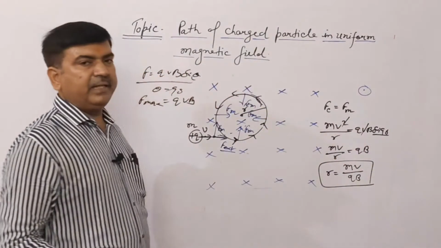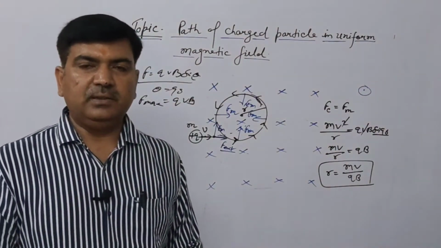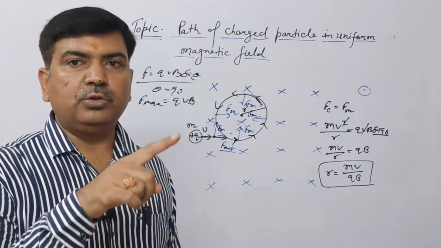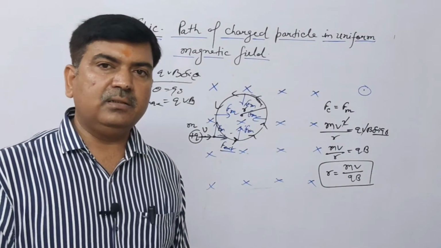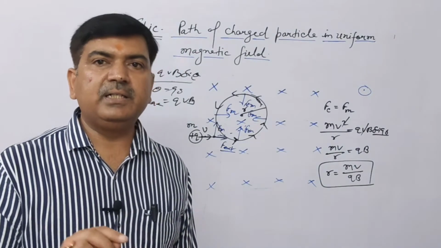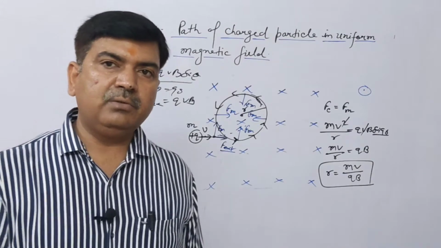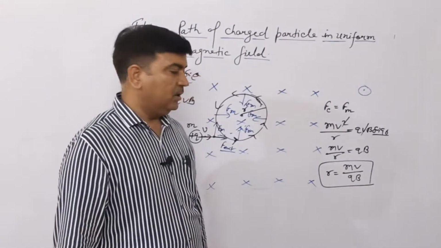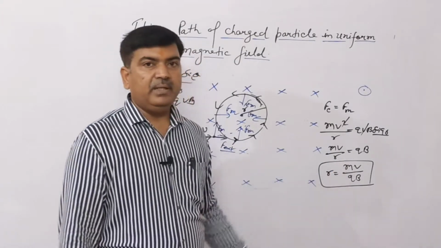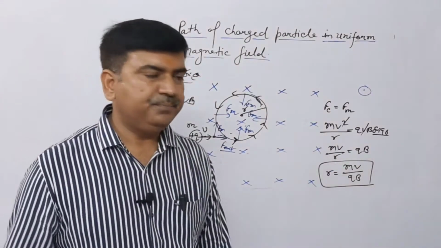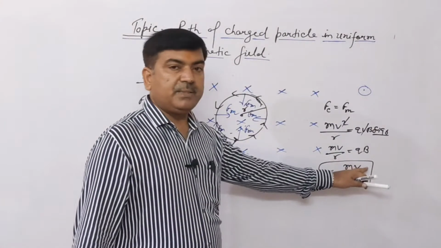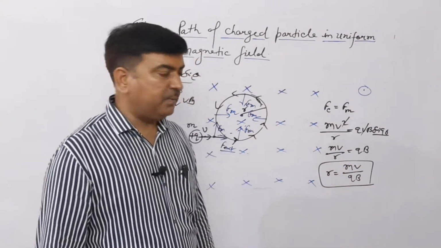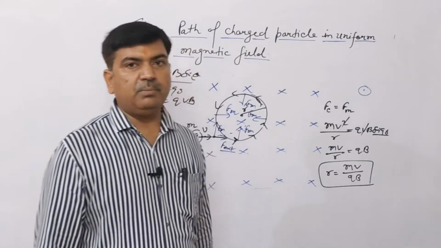It is the formula of the radius of the circular path on which the charged particle starts moving inside the magnetic field when it enters perpendicular to the direction of the magnetic field. So r = mv/qB. What is m? m is the mass of the charged particle, v is the speed of the charged particle, q is the charge of the particle, and B is the intensity of the magnetic field.